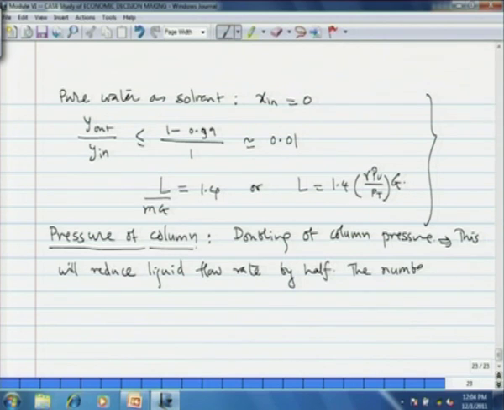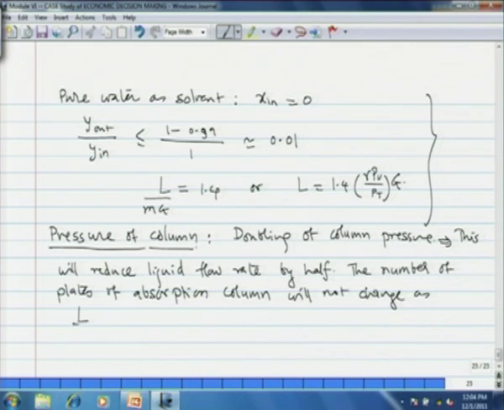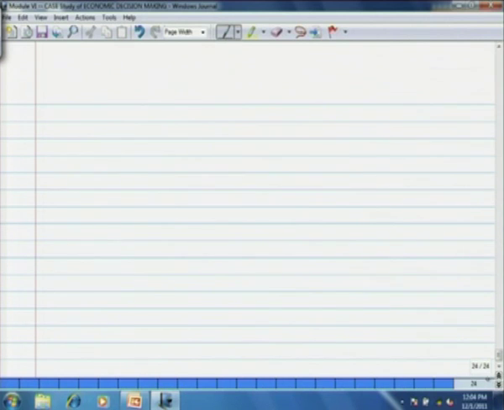The number of plates of absorption column will not change, as L by mg remains to be 1.4. Now, what further consequences will column pressure have?